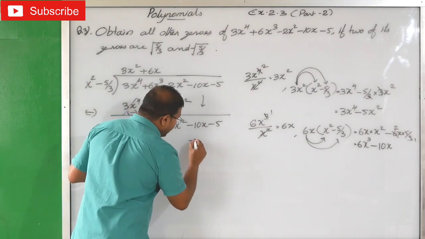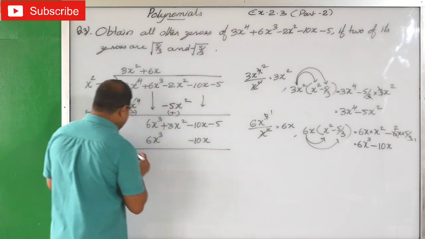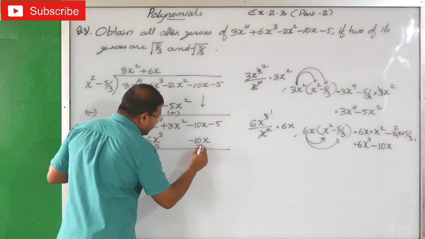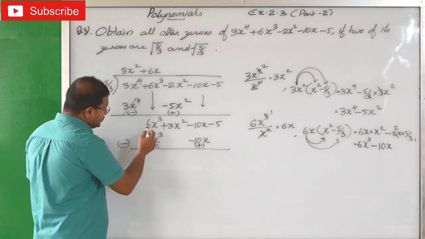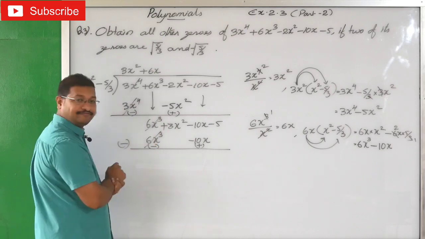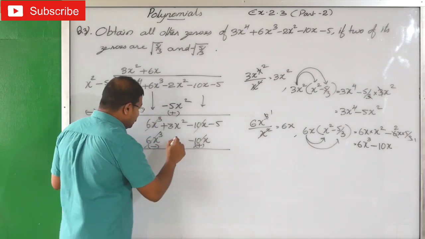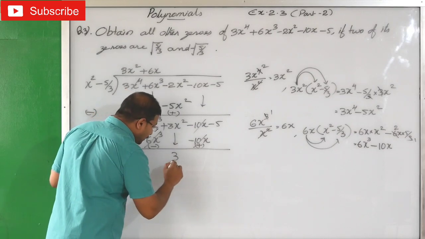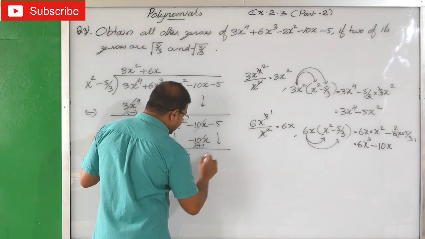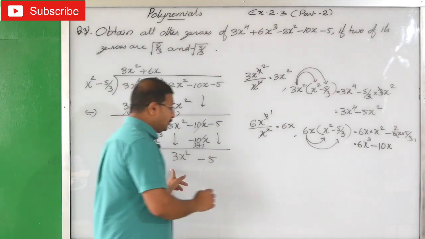That means minus 10x. I will go for subtraction. Minus. So minus in time plus becomes minus and minus becomes plus. 6x cube minus 6x cube will cancel. Minus 10x plus 10x will cancel. This 3x square we will bring down. Ready? After that minus 5. Ready? Now what will we do?